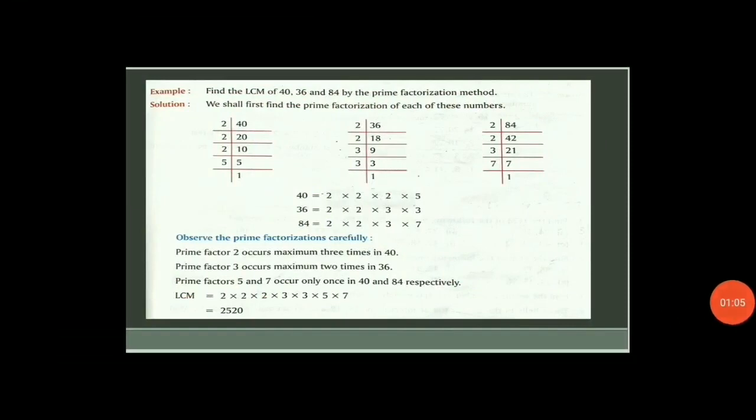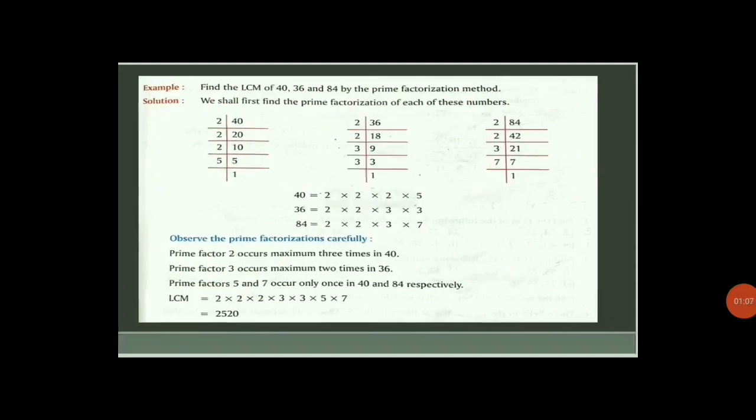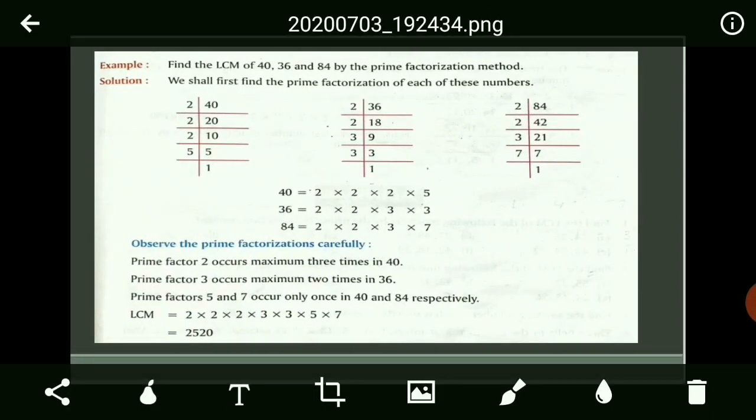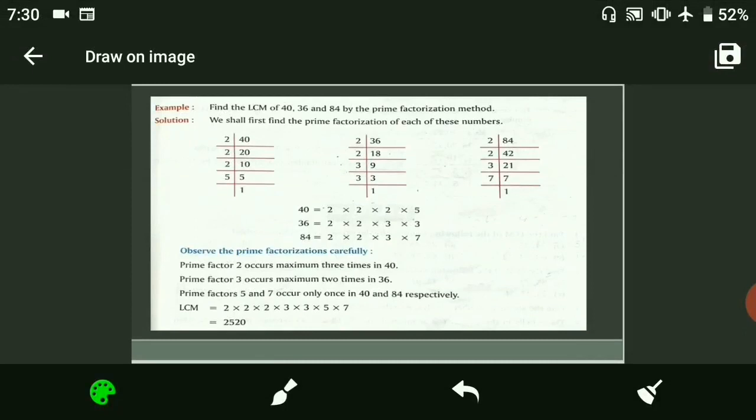See this example written here: find the LCM of 40, 36 and 84 by the prime factorization method. So students, what you have to do? You have to write down the factors of each number. Firstly, I will find out the factors of 40. How will I find out?